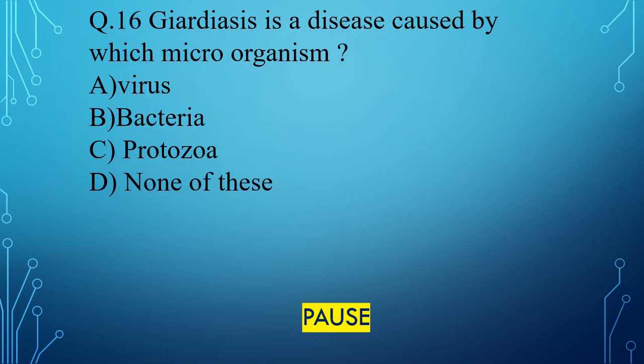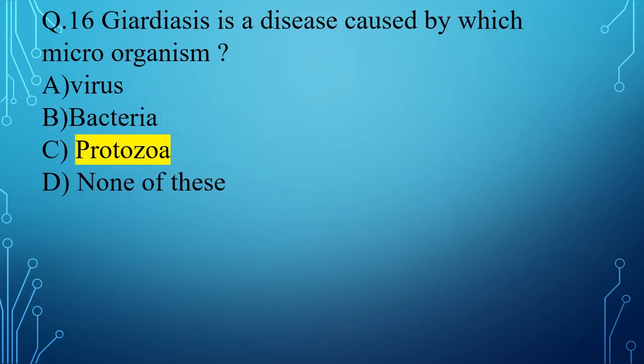Question 16. Giardiasis is a disease caused by which microorganism? Option A, virus. Option B, bacteria. Option C, protozoa. Option D, none of these. And the right answer is protozoa.